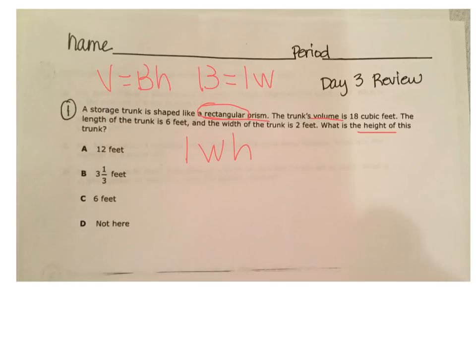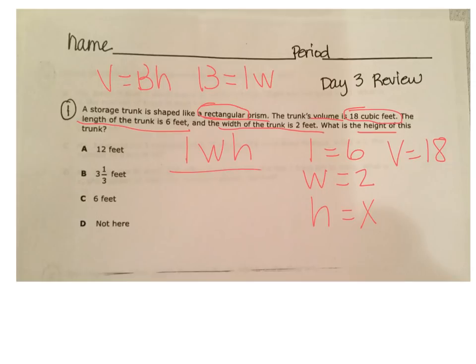We know the length is 6 feet. So L equals 6. The width is 2 feet. So W equals 2 and H is the unknown. Okay, so now this whole total equals 18 cubic feet. So this is V equals 18.